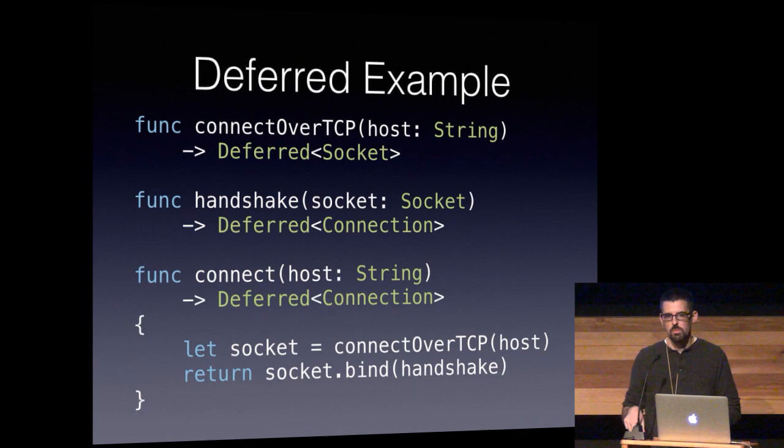So this code looks exactly the same as result did earlier, right? We call connect over TCP and get back a deferred socket. And then we can bind that to the handshake function, which takes the socket, once that connection has been established, and runs the handshake function, and we get back a deferred connection. Right? The problem with this slide is that it's assuming that these operations always succeed. Right? Deferred socket says eventually you're going to get a socket, but that may not happen if the host doesn't exist or he's, you know, being DDoSed and not responding to your requests, for example.